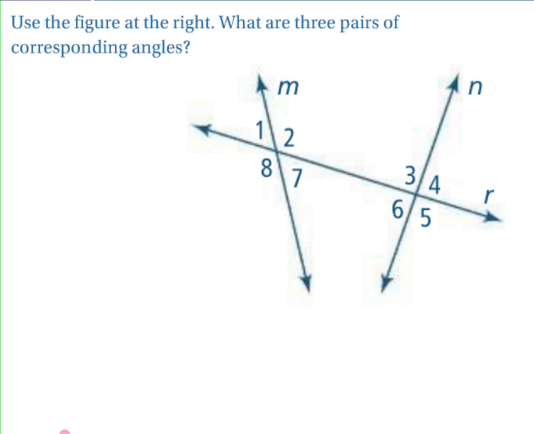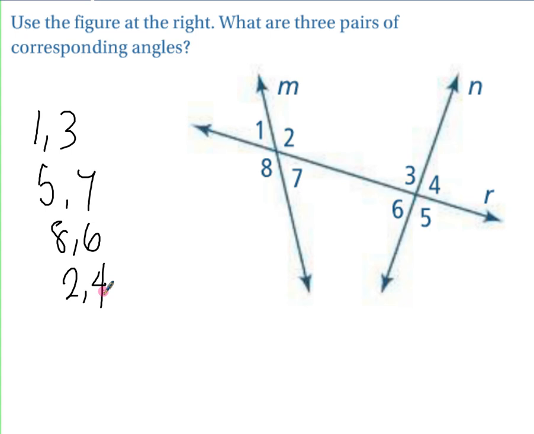Okay, so use the figure to the right. What are 3 pairs of corresponding angles? 1 and 3, okay. What else? 5 and what? 7. 7, right? They're in the same spots. 8 and 6. What else? 2 and 4. Right, those are my corresponding angles.